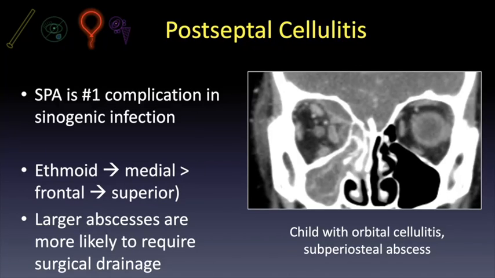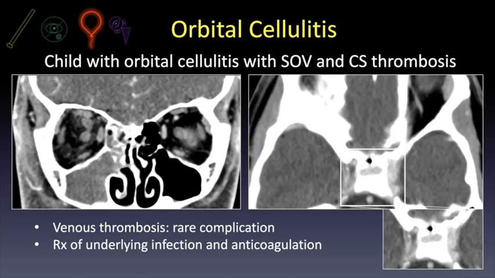Subperiosteal abscess is the most common complication of sinogenic orbital infection. Ethmoid disease tends to cause medial subperiosteal abscess, which is more common than superior subperiosteal abscess, which is caused by frontal sinusitis. Management of larger subperiosteal abscesses includes surgery and IV antibiotics.